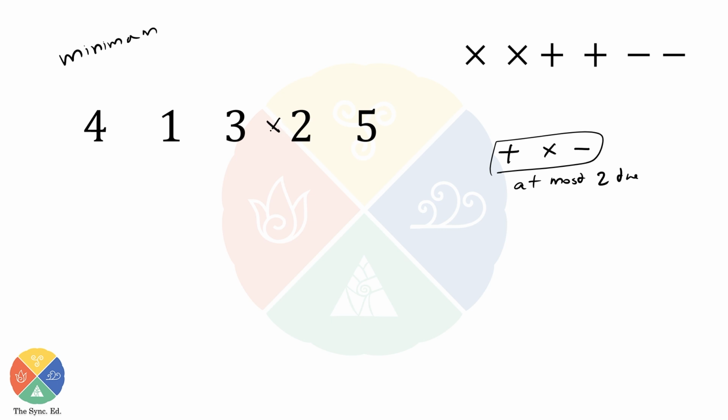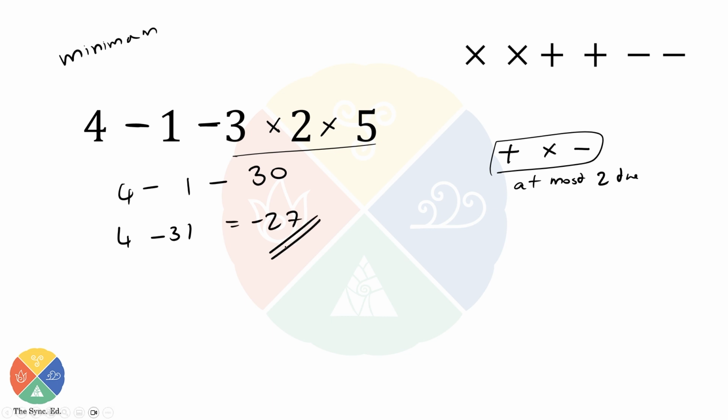You're going to put 2 multiplications over here. That's going to make this value very big. Put a negative in front of that and put one more negative. So again you're going to get 30 minus 1 minus 4, so basically 4 minus 31. 4 minus 31, you're going to get minus 27. That's the most negative value.